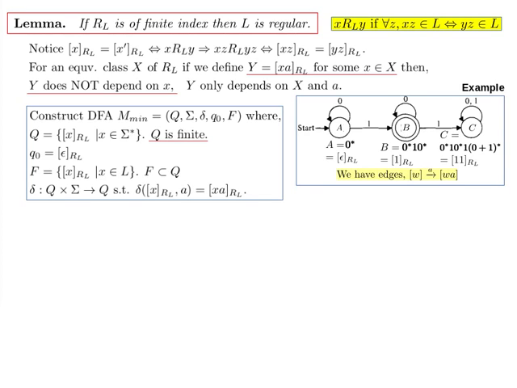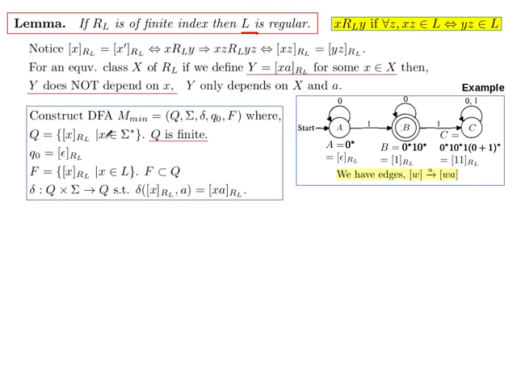Now to prove that this L is regular, which follows from this, we will construct a DFA for this L. We will construct some DFA called fmin, and we will justify these choices, and we will show that this DFA accepts this language L.